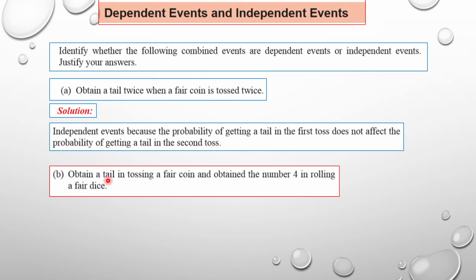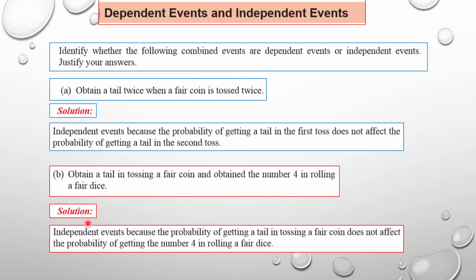Now, obtain a tail in tossing a fair coin and obtain the number 4 in rolling a fair dice. Okay, so here the first one, you toss a fair coin, and then the other event is rolling a fair dice in order to get number 4. So it is also independent events because the probability of getting a tail in tossing a fair coin does not affect the probability of getting the number 4 in rolling a fair dice.